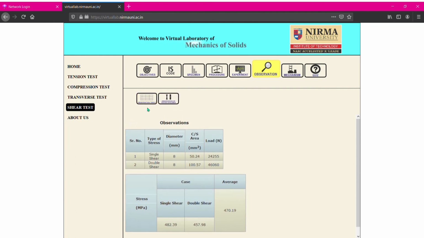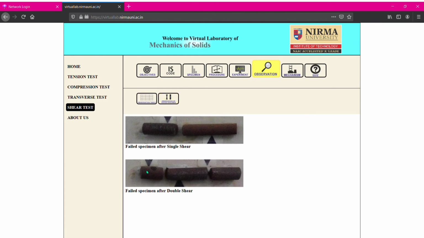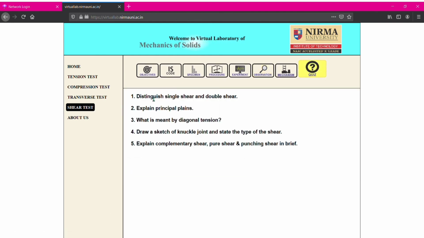This is a sample observation table. And this is how a failed specimen looks for single and double shear test. Okay, these are the questions for yourself.